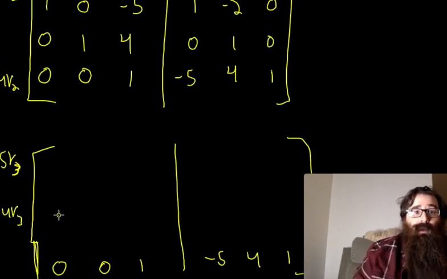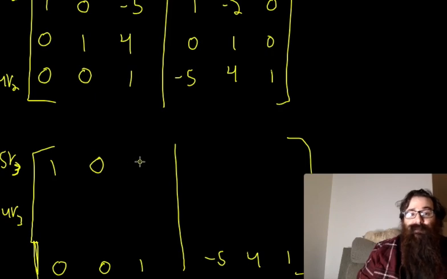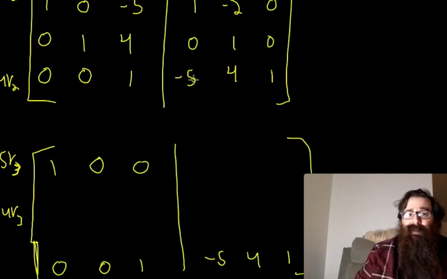So here, working in row 1, replacing with row 1 plus 5 times row 3, we get 1 plus 5 times 0 gives us 1. 0 plus 5 times 0 gives us 0. Negative 5 plus 5 times 1 gives me that 0 that I wanted. But we have to continue. So 1 plus 5 times negative 5, that's 1 plus negative 25, is going to give us negative 24. Negative 2 plus 5 times 4, that's negative 2 plus 20, gives us positive 18. And 0 plus 5 times 1, that's 0 plus 5, gives us 5.